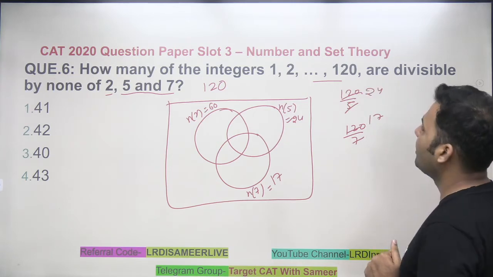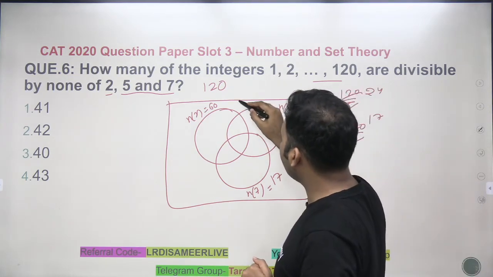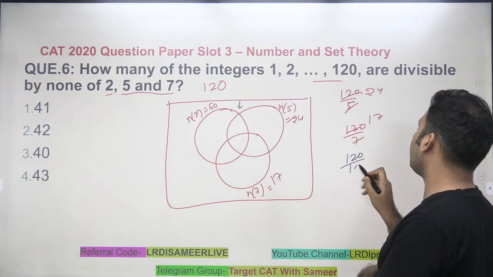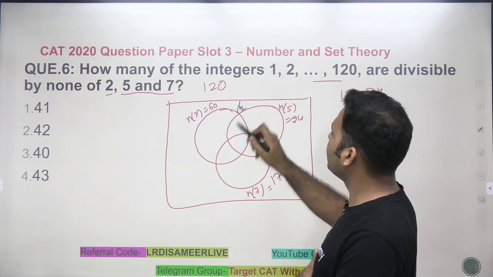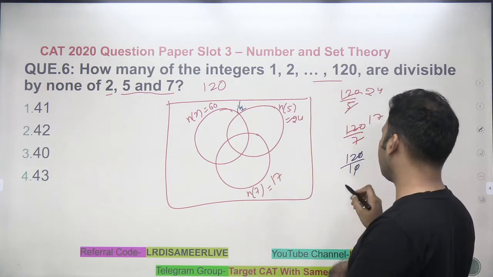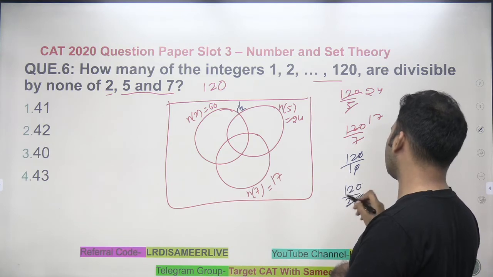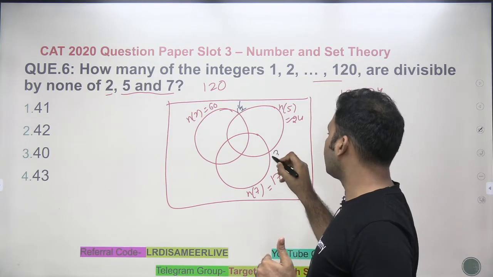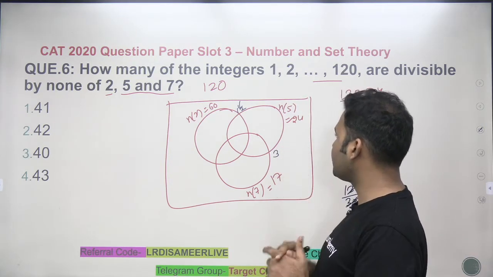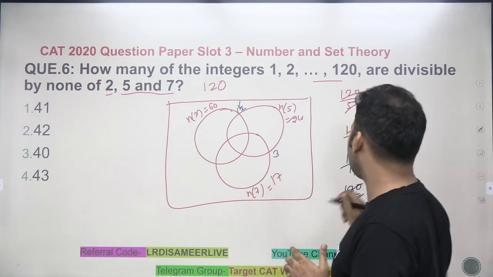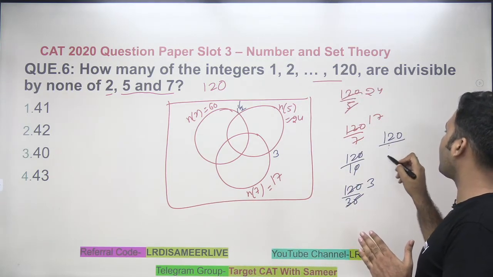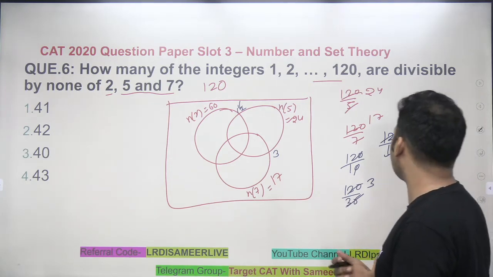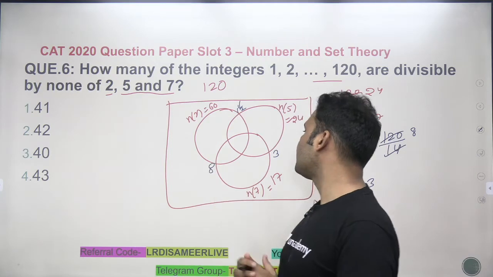Okay. Now, how many numbers are divisible by 2 and 5? The numbers divisible by 2 and 5 means numbers divisible by 10. Right? There will be 12 numbers which will be divisible by 10. Okay. Numbers divisible by 5 and 7, that means 35. The quotient is 3. Every 35th number is divisible by 35. So there will be 3 such numbers which are divisible by 5 and 7. Numbers which are divisible by 2 and 7, that means those numbers which are divisible by 14. The quotient value here you can see is 8. So there are a total of 8 numbers which are divisible by 2 and 7 both.